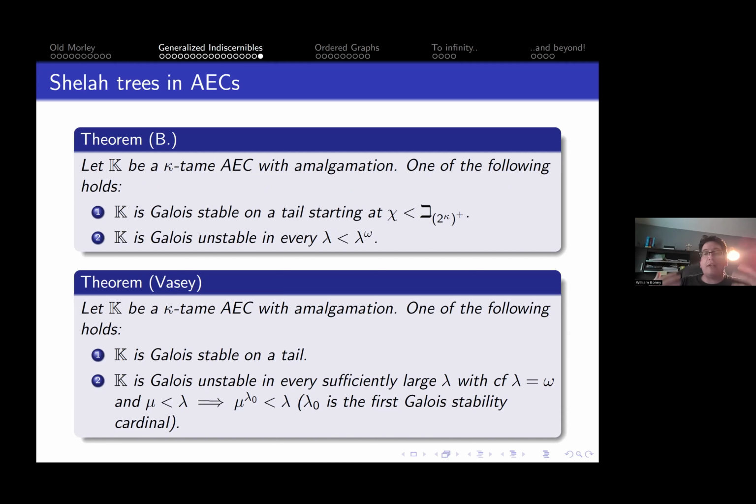And I just sort of contrast this because he was proving this purely with forking calculus and other methods, and has something similar: that you're Galois stable on a tail, or you're unstable in every sufficiently large lambda. Okay, now he has Kof lambda instead of this cardinal arithmetic, and some other cardinal arithmetic going on. So Basie's result is what I would consider the state of the art from forking calculus.